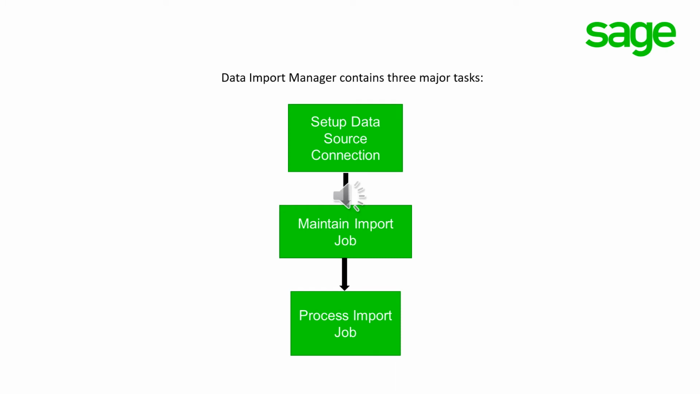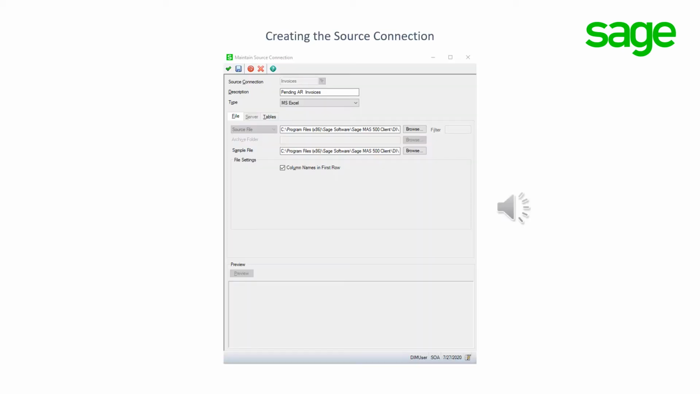There are three major Data Import Manager tasks: maintain source connection, maintain import job, and process import job. Use the maintain source connection task to define the connection and source tables from the source data to the Sage 500 database. The connection is used at runtime to connect to the data source and import the data into Sage 500 tables. Other tasks within Data Import Manager, such as maintain import job and process import job, also reference the source connection ID.